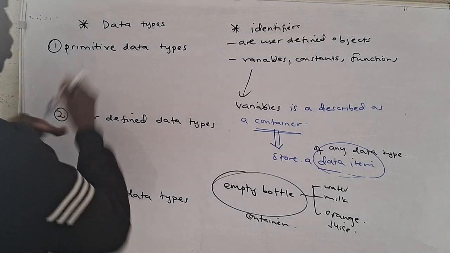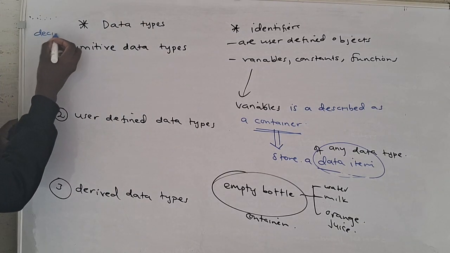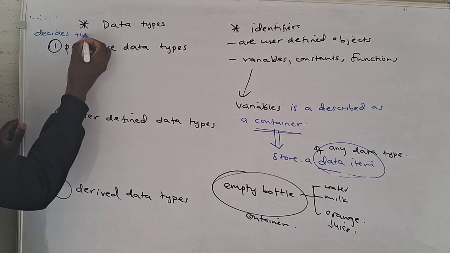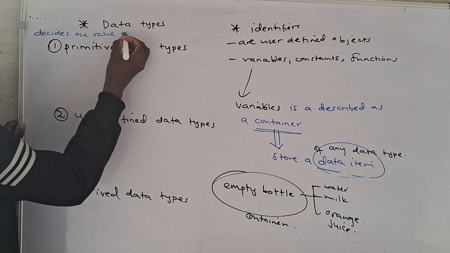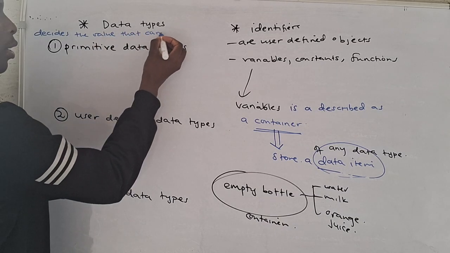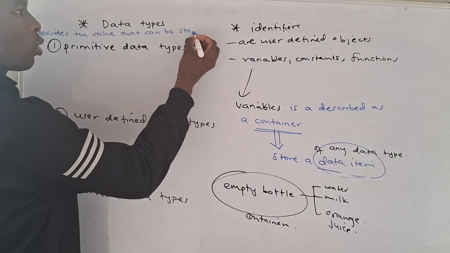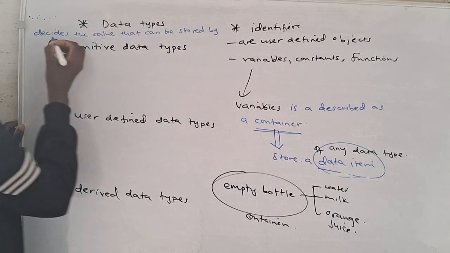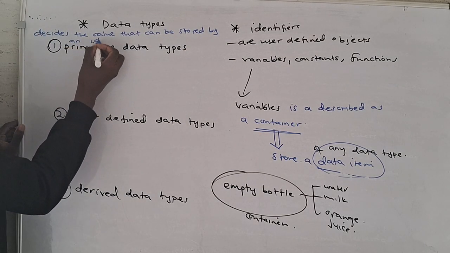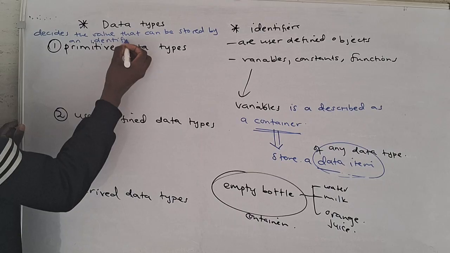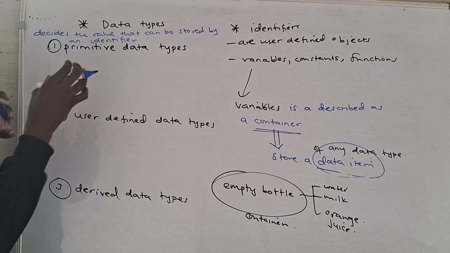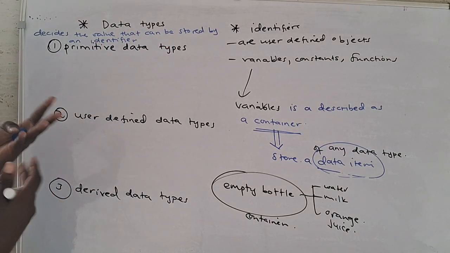So this is going to decide the value that can be stored by an identifier. Okay, it decides the value that can be stored by an identifier.